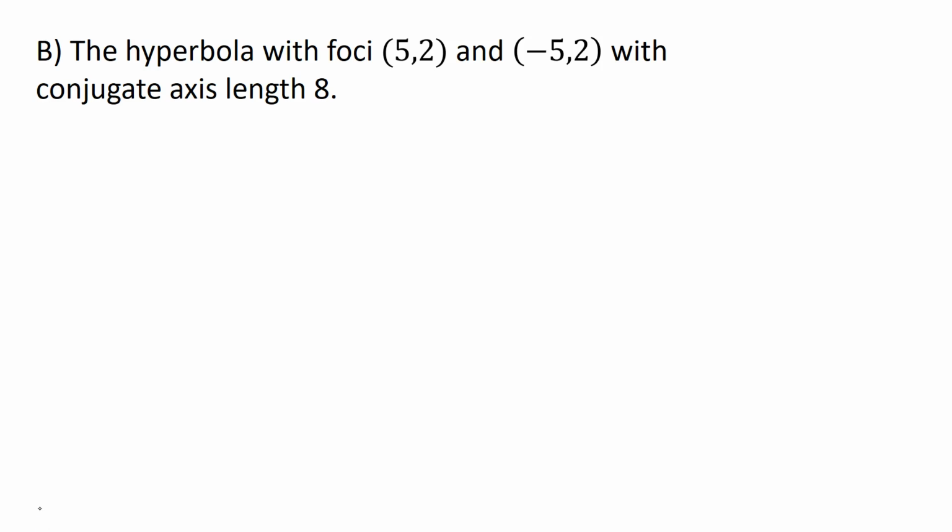So the hyperbola of foci (5, 2) and (-5, 2) with conjugate axis length 8. Okay, so let's plot our foci first. So let's see, 1, 2, 3, 4, 5. They go up 1, 2. There's one focus. And -1, 2, 3, 4, 5, and up 2. There's our other focus. Okay, so these are foci.